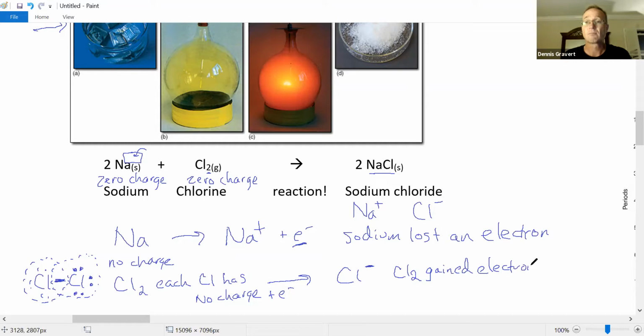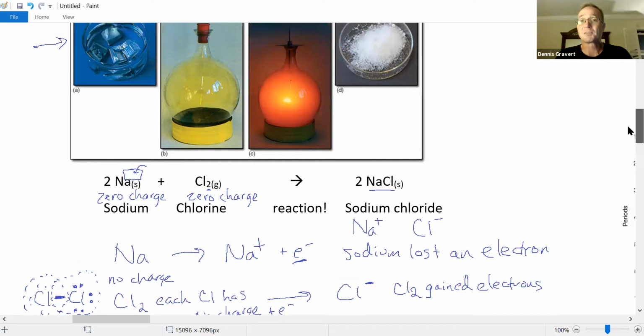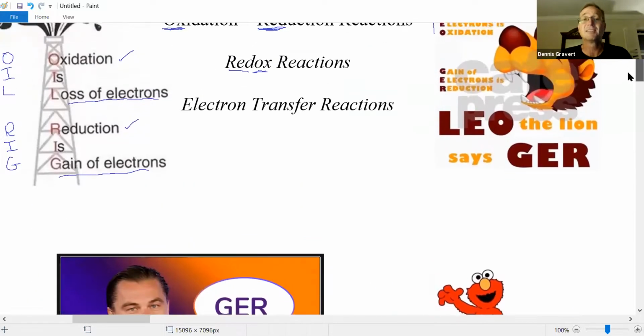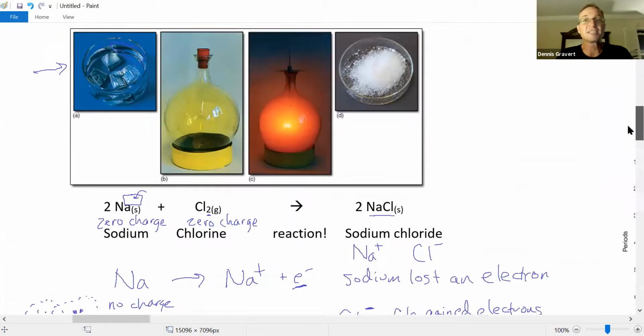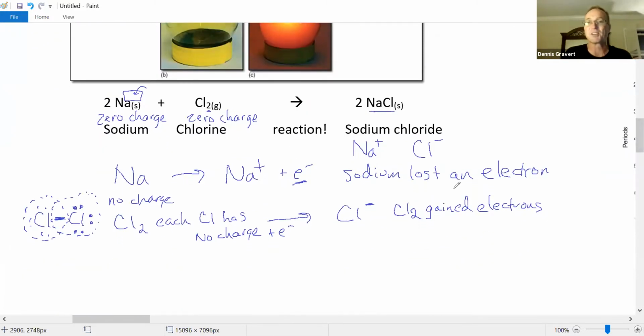And we're talking about oxidation reduction reactions, right? So whether it's Leo, DiCaprio, or the lion, loss of electrons is oxidation. Loss of electrons, oxidation. Gain electrons, reduction. So to be all sciencey about it, sure, you could say sodium lost an electron, but to be very proper, you should say sodium was oxidized, because oxidation is loss of electrons. Oil rig.